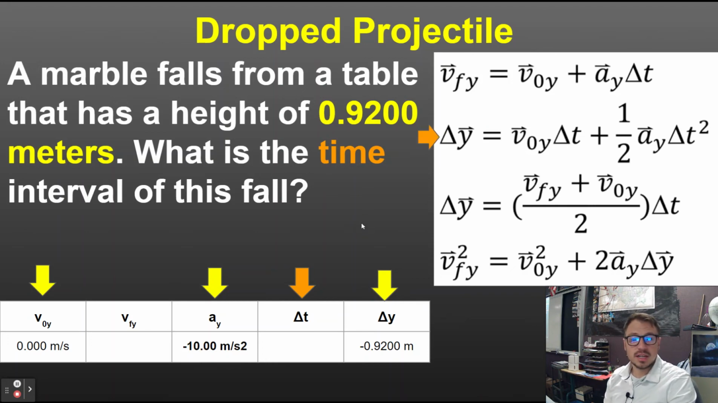So I just look for the equation that has these 4 variables, the one that doesn't have the final velocity, and I can solve, right? The time interval is 0.4290 seconds.